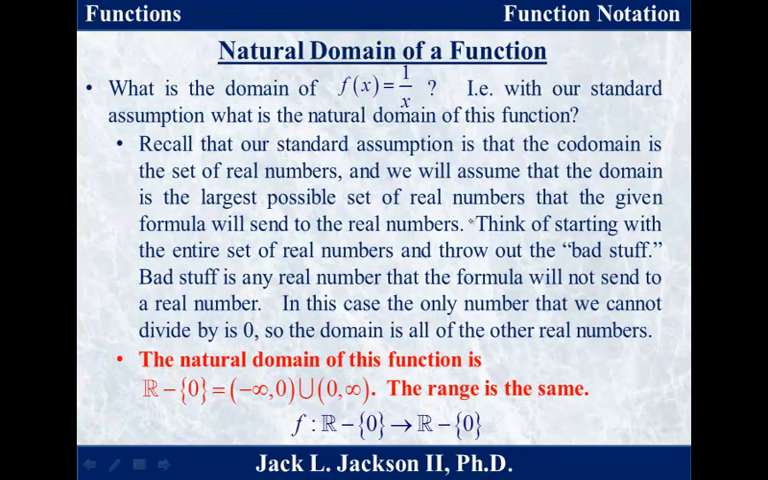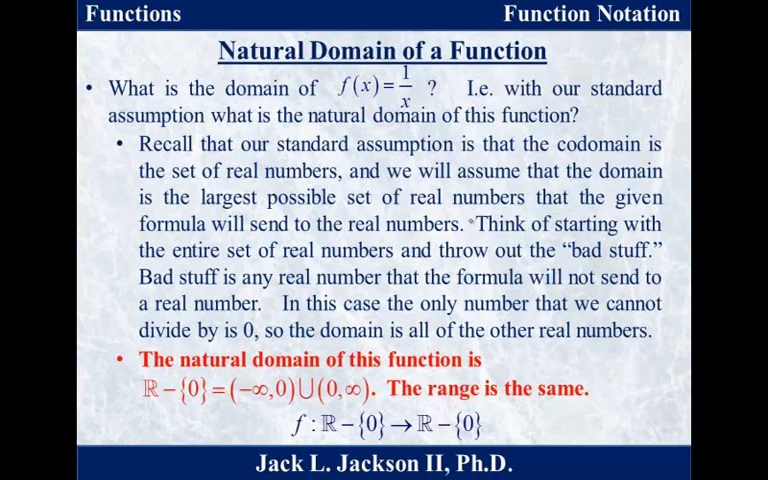Well, recall that our standard assumption is that the codomain is a set of real numbers. So we've got to end up with a real number output. And we'll also assume that the domain is the largest possible set of real numbers that makes sense here. In other words, that the formula will send them to a real number. So what you really want to think of is start with the domain being all real numbers and throw out the bad stuff. Well, what's bad stuff? Bad stuff is any real number that the formula will not send to a real number.